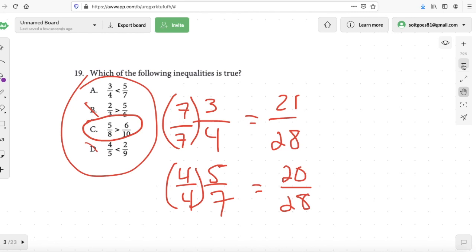Which one is bigger, by the way? 21 over 28 is bigger. So 3/4 is the bigger one, which is why answer choice A is wrong. Because 3/4 isn't less than 5 over 7, 3/4 is bigger than 5 over 7. So we can confirm indeed it is not answer choice A.